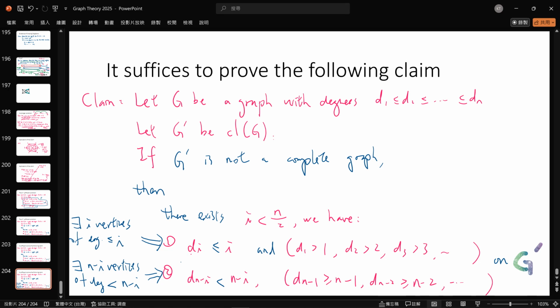So in our proof, we will find these vertices. We're going to find a set of vertices with degree at most i, and find this set of vertices of degree less than n minus i.